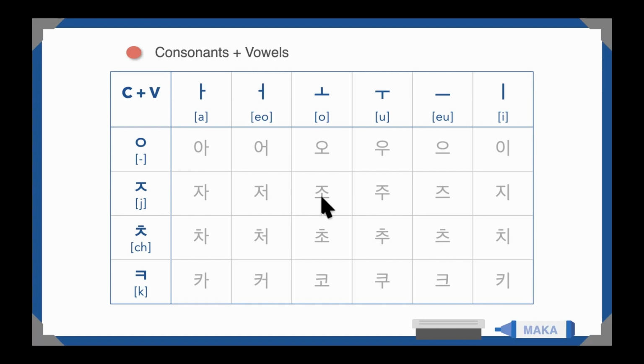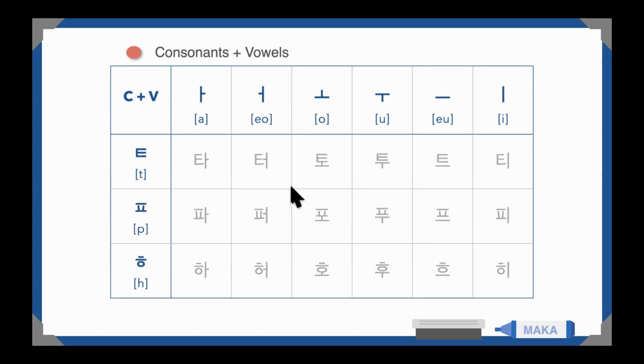Okay, let's practice some more letters. Okay, this one has no sound. It meets O. So this is O. And j meets O. This is jo. And t meets O. Now this is to. And this k meets O. This is ko. So please practice reading these letters in this way. And next one is the same way. T meets A. This is ta. T meets O. This is to.